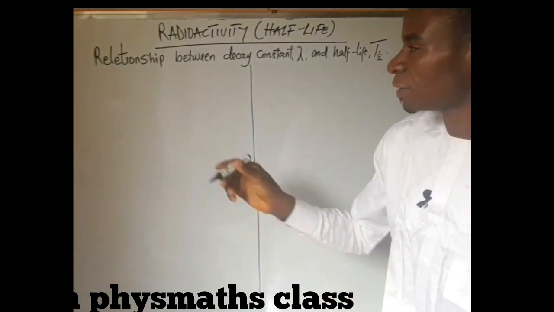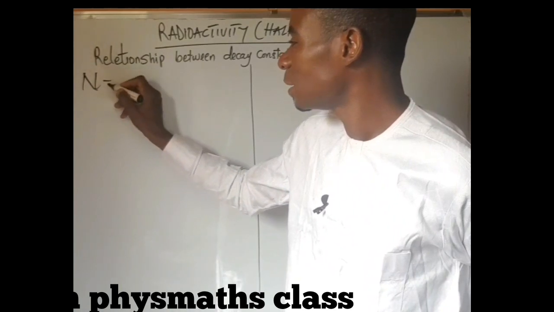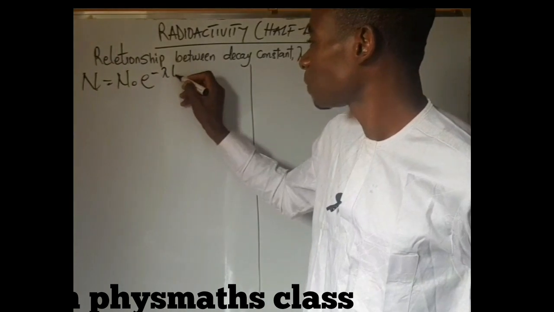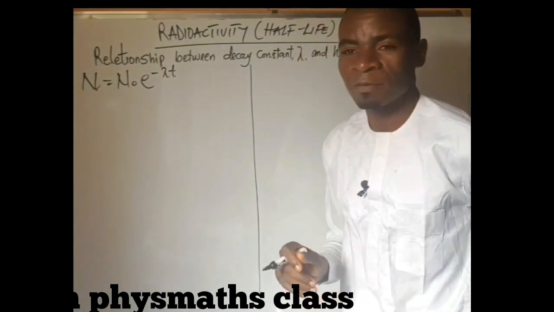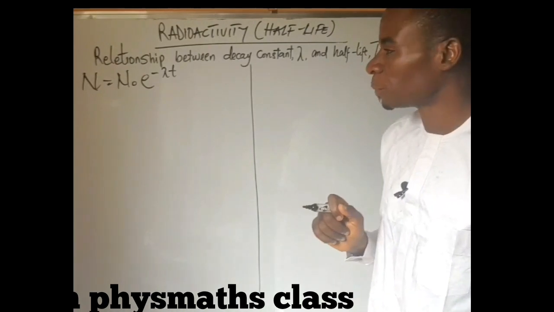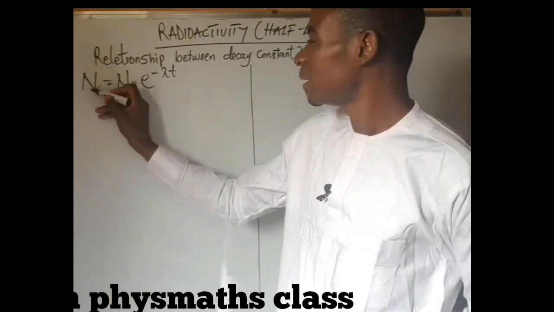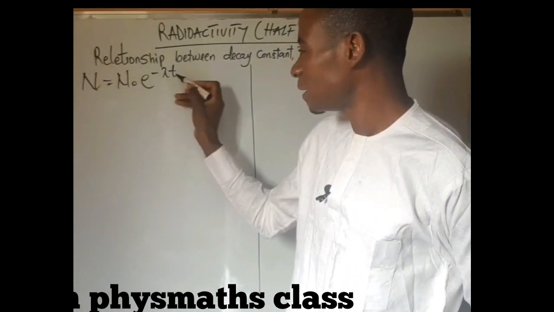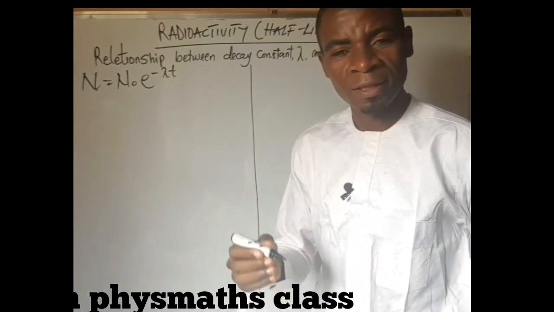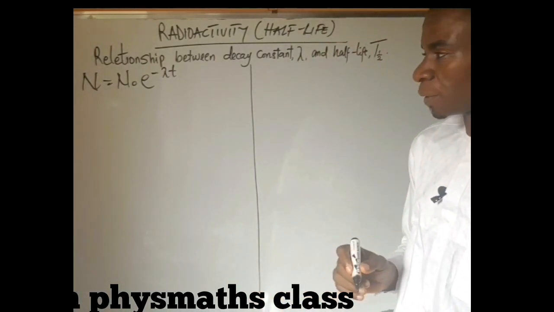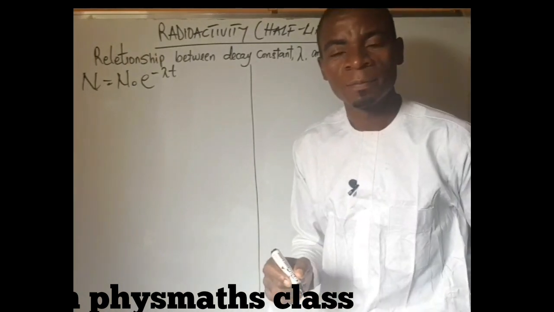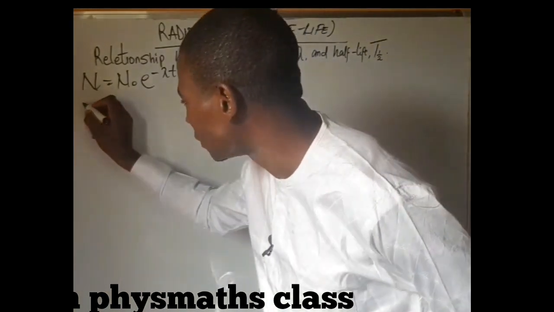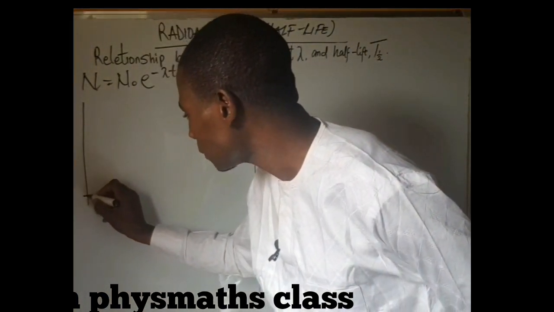In my last video, I said that the equation is N equals N naught e raised to power negative lambda t. This was the equation we proved in my last video. Now the relationship between N and this t: if you plot the graph of N and t, you are going to obtain a certain curve, okay? And that curve, we call it a decay curve and time. So this is what exactly you're going to obtain.